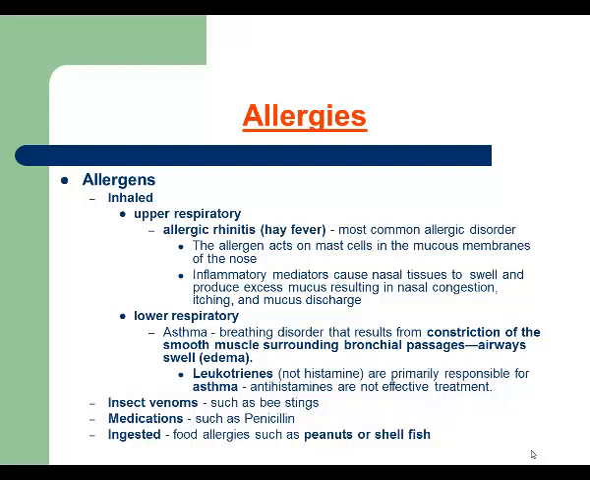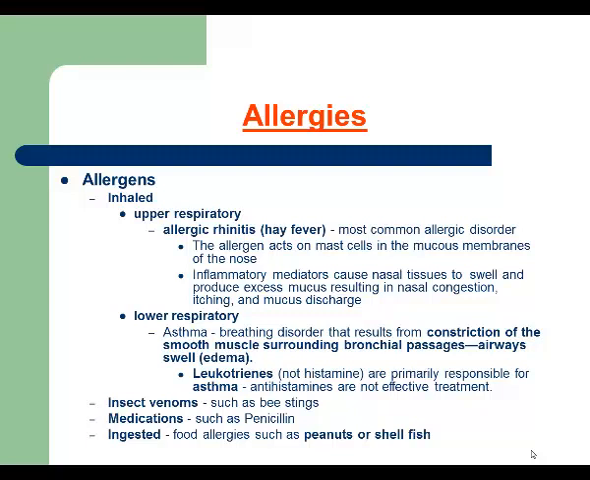Now, allergic reactions are caused by antigens. We call them allergens. Let's talk about different types of allergens that actually can cause allergic reactions. They all can be divided into a few groups. The first group is inhaled allergens. They can cause upper respiratory tract allergic reactions and lower respiratory tract allergic reactions.